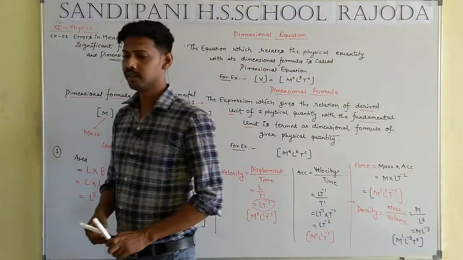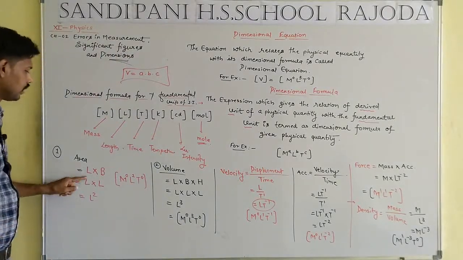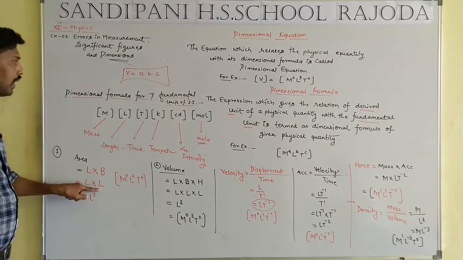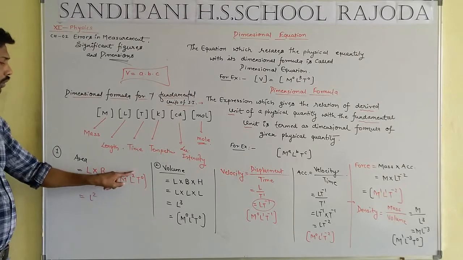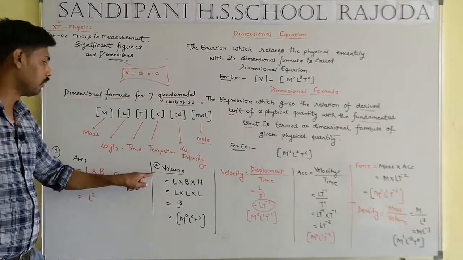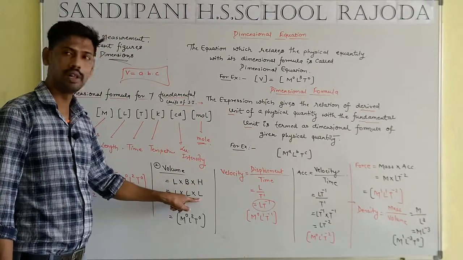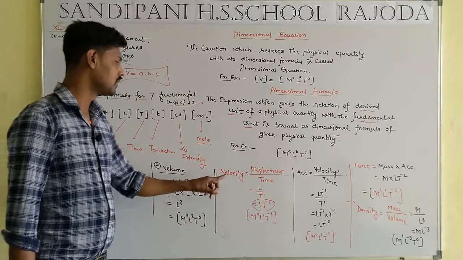We are taking some examples. Now we recall, time for the recollection. Area equals length into breadth, both are measurements, converted into the form of L into L, that is L square, L to the power 2, and the other dimensions are 0. Now volume, length into breadth into height, both are measurements, L into L into L, that means L cube, M0 L cube T0.